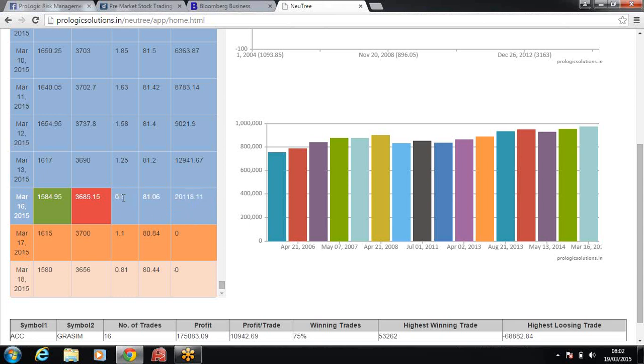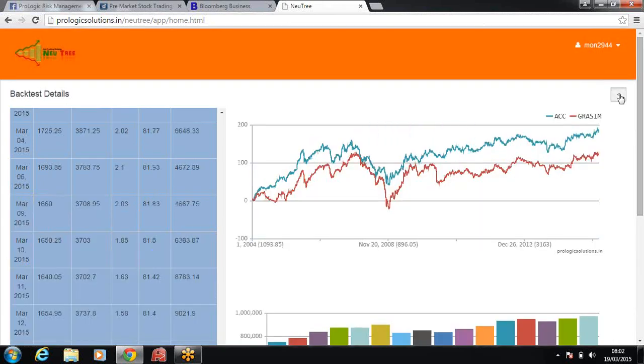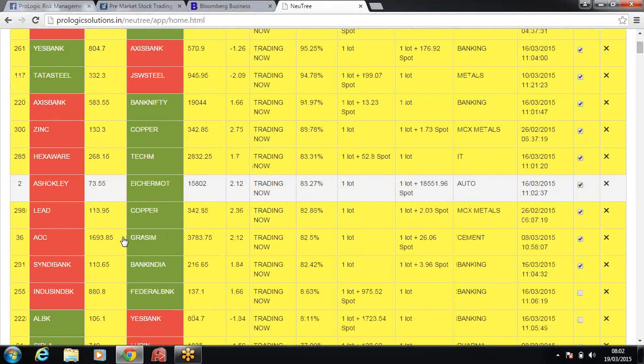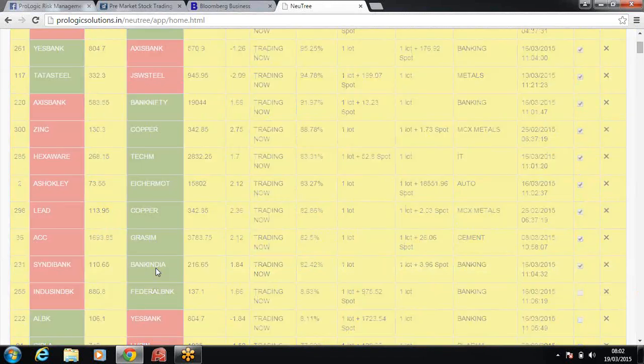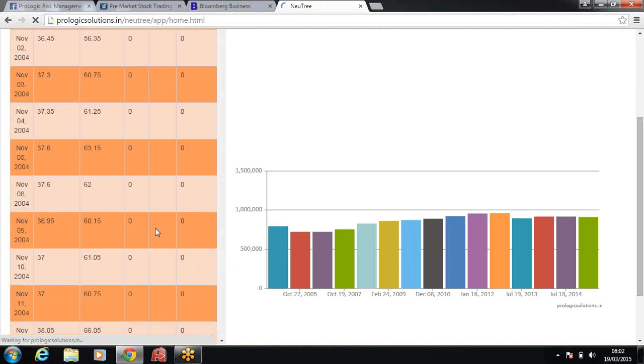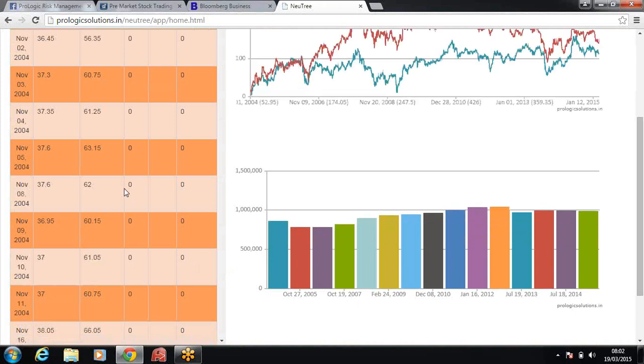So you can see that here 0.7, the trade will close automatically. Winning percentage is also 75% here. That's a pretty good trade. Syndicate Bank and Bank of India, 82% is the correlation. Let's just check what is the winning. So here almost we are moving in tandem.